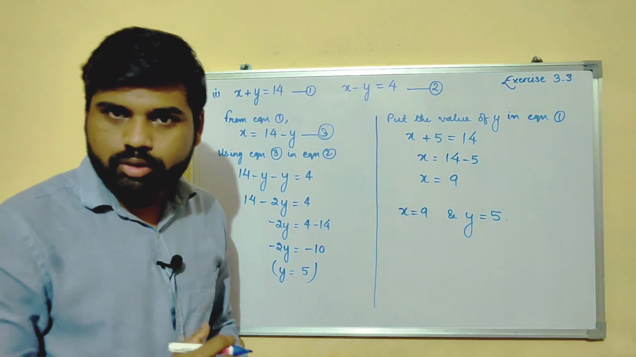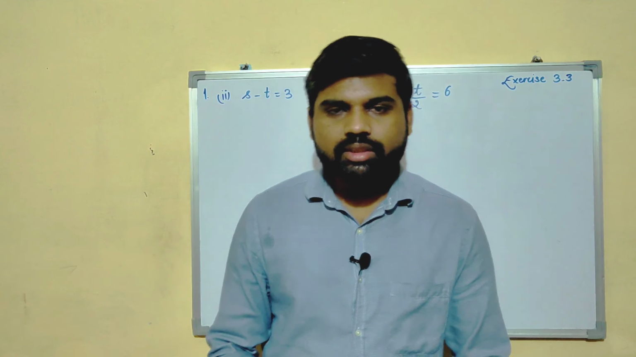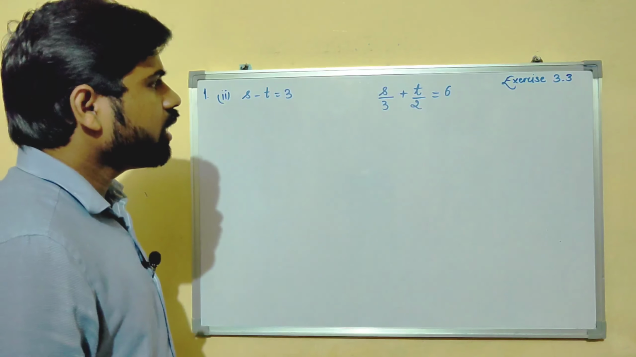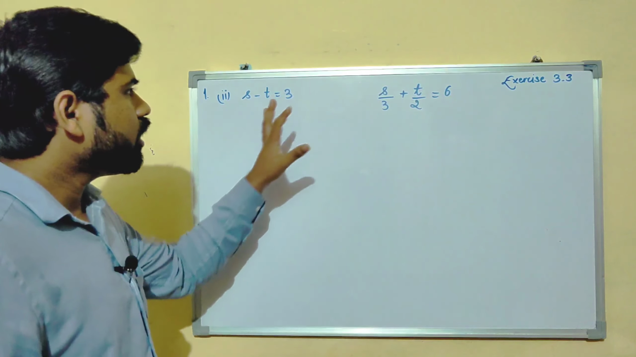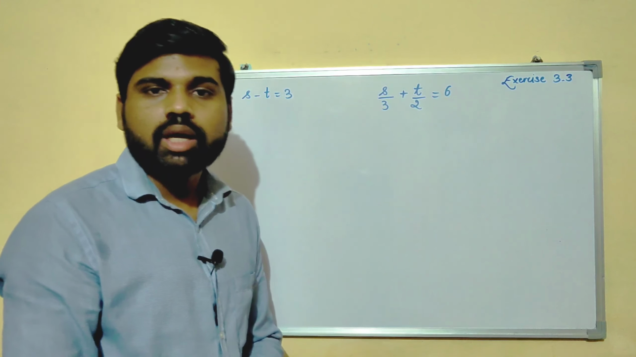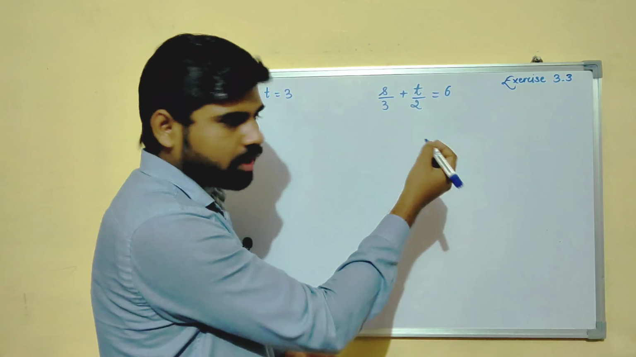I hope you have understood the method. Now let us see the second part of this question. The equations in the second part are s minus t equals 3 and s upon 3 plus t upon 2 equals 6. Now either you can solve it directly or you can simplify this equation by taking the LCM and then solve. So let us try to simplify it.